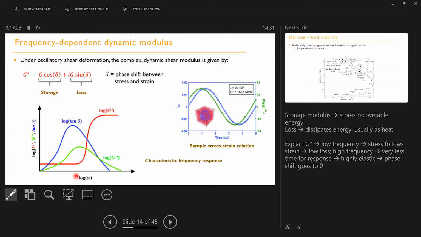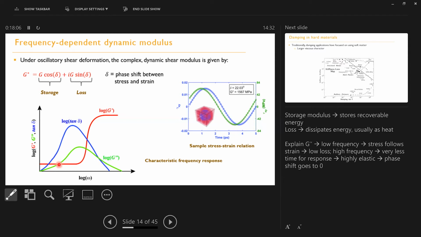And the most interesting thing, as I mentioned, is that the storage and loss modulus depend on the rate of deformation. What I've shown here is the variation of storage modulus, the red curve, the loss modulus, the green curve, and what we call the loss tangent, tan delta. All of them in logarithmic scale as a function of the frequency. The frequency is important because it is the frequency of deformation. A very small frequency means a very slow strain rate deformation. Very high frequency, something like terahertz, is of course a very high strain rate deformation.